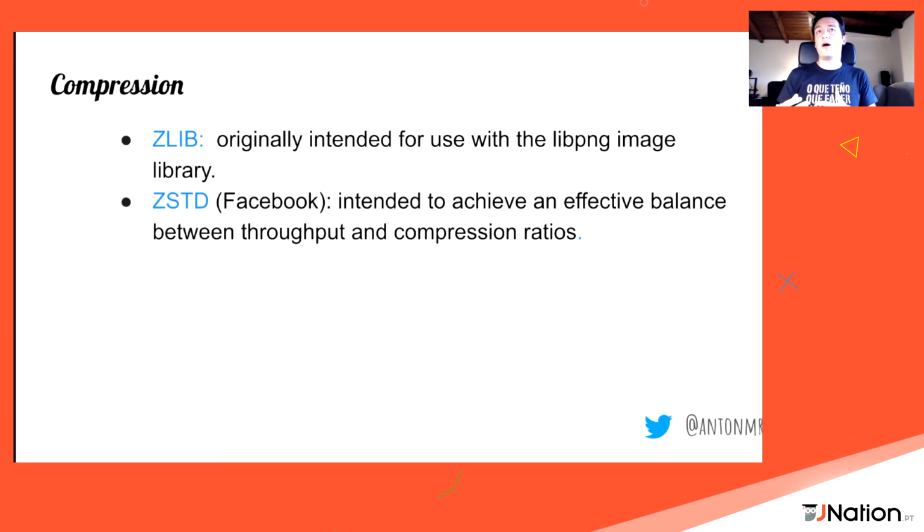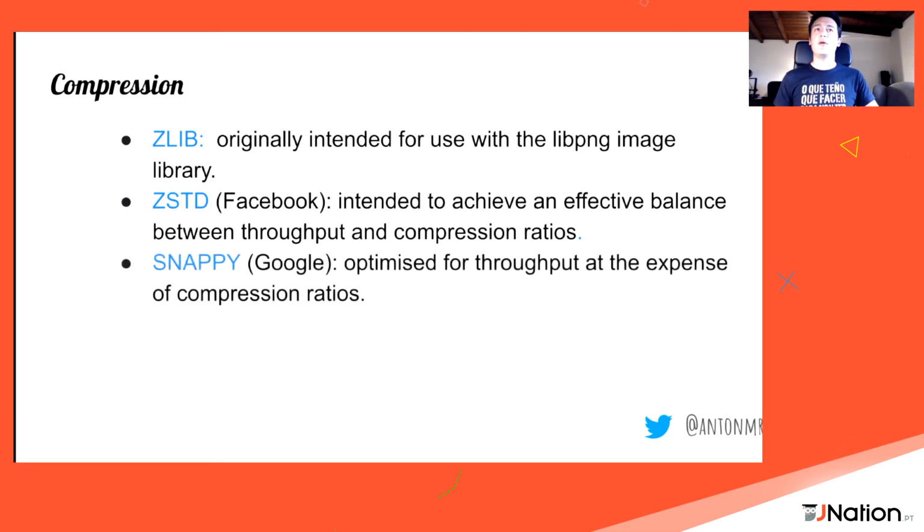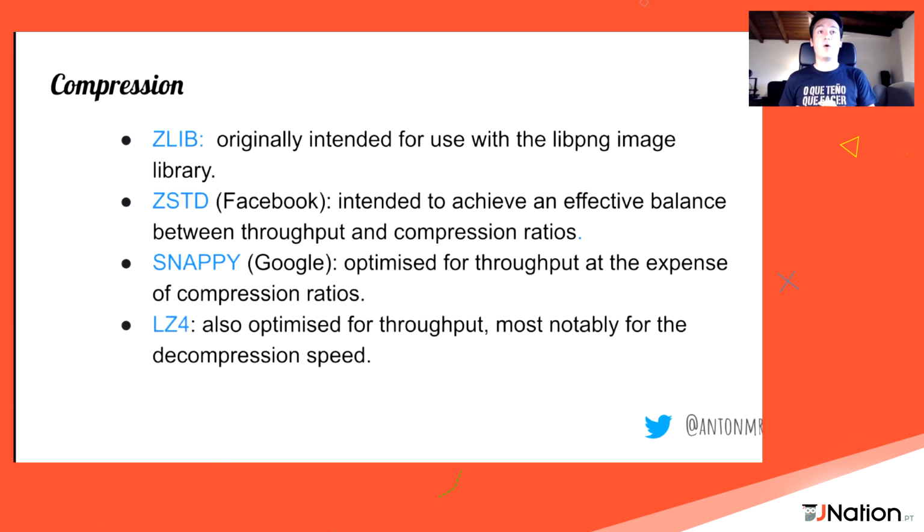And if you really worry about the work in the producer and the consumer, then there are even more alternatives. Snappy, this is one from Google. It's also very popular. It achieves a smaller compression ratio, but it's more optimized for throughput because producers and consumers don't need to do so much work to do the compression and the decompression. And there is even another one, LZ4, which is similar to Snappy, but it tends to have a better decompression speed.